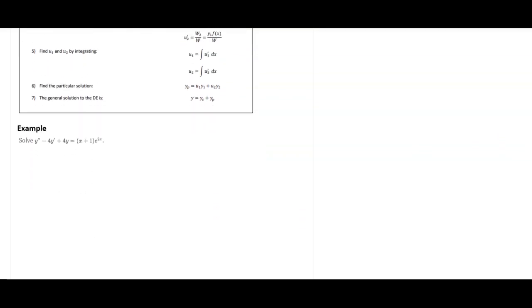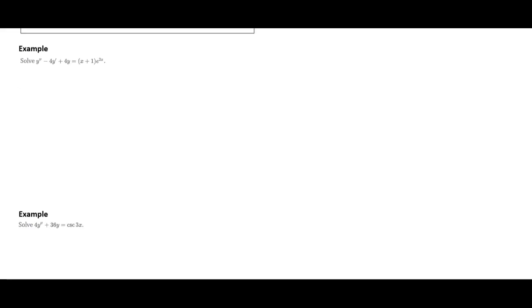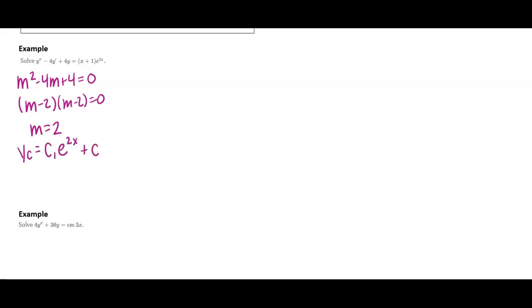All right, let's go ahead and look at an example. So the first thing we are going to do is find it's in standard form, perfect. So we're going to find the complementary function. I'm going to use an auxiliary equation of m squared minus 4m plus 4 equal to 0. I get factors m minus 2 and m minus 2. And so I have a repeated root of 2. That tells me that my complementary function must be c1 e to the 2x, and then for a linearly independent solution, it would be x e to the 2x.